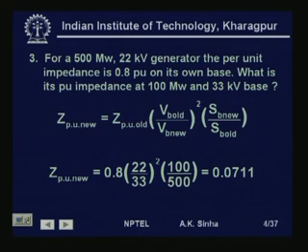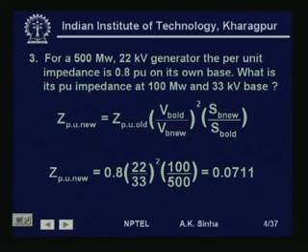Well, the third question was, for a 500 megawatt 22 kV generator, the per unit impedance is 0.8 per unit on its own base. What is its per unit impedance at 100 megawatt and 33 kV base? Well, as we had seen in lesson 2, the Z per unit on the new base is given as Z per unit on the old base multiplied by old V base divided by new V base whole square, multiplied by new MVA base divided by old MVA base.